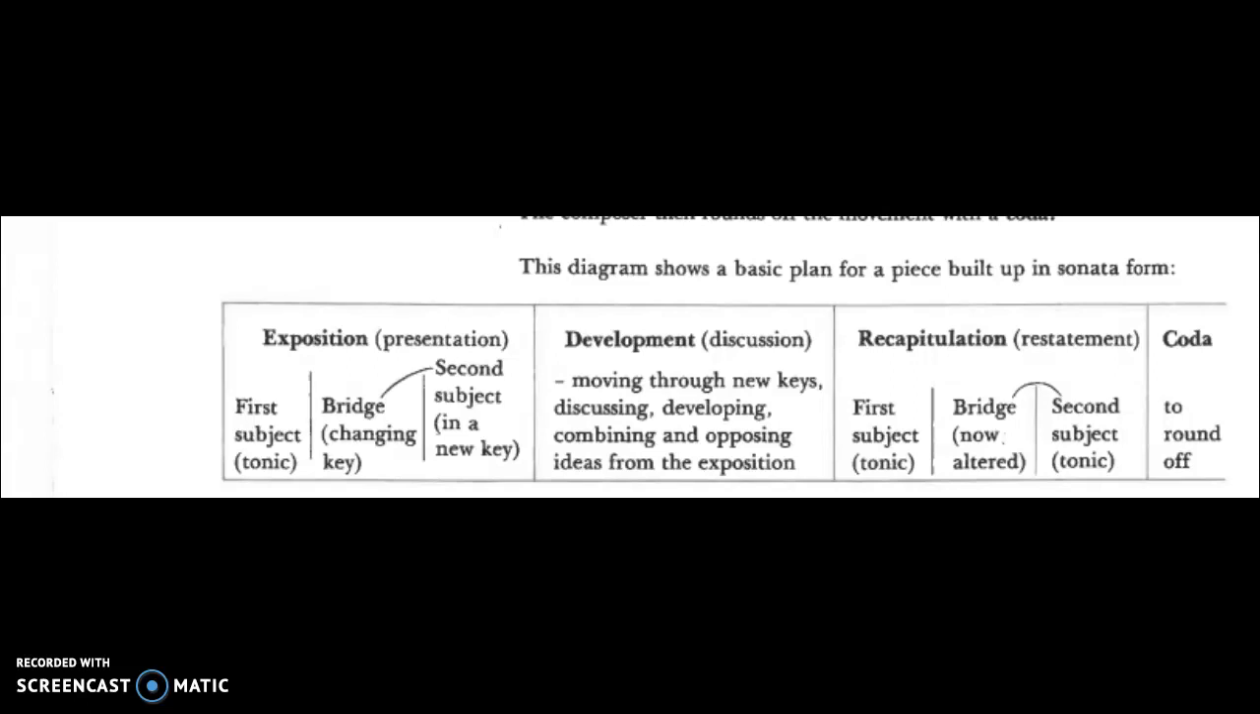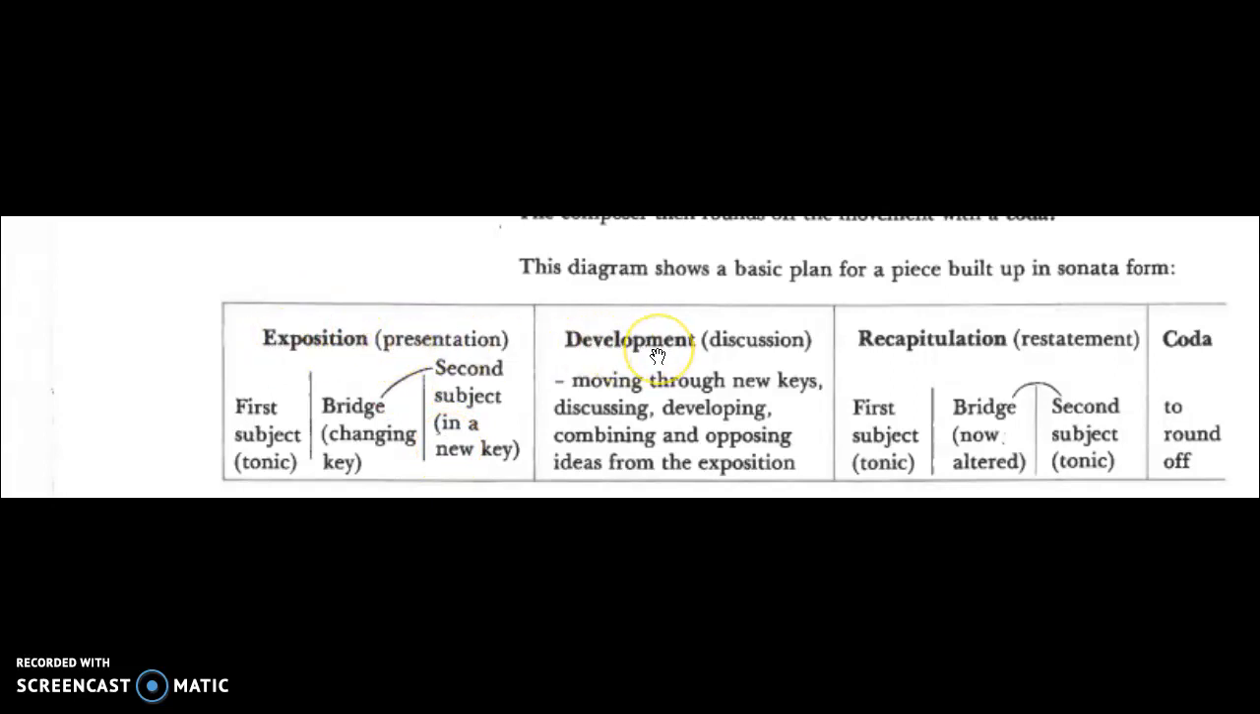So here we have the basic plan for building up a sonata form. I have my first subject in the tonic. So if I work in C major, this is in C major. Then I have a bridge, and in that bridge, I change to a new key. It can be the minor, so I can go to A minor, or it can go to the dominant, G major. And the second subject will also have a different mood. So go through your work, and now it's in a new key. So that's the exposition, the presentation.